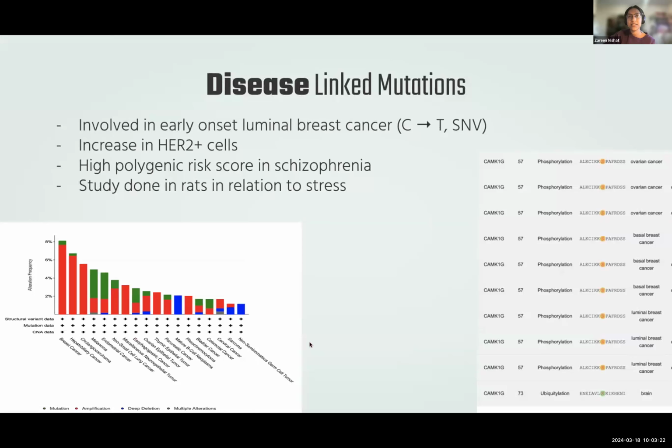For disease-linked mutations, I saw that it was observed in the germline of women that developed early onset luminal breast cancer. It was a single nucleotide variation in the codon, and they would code for this serine 57 normally, which could get hyperphosphorylated in another case as well. You can see here it has a mutation in that very small single nucleotide variation case and amplification in other cases. It's also increased in HER2 cancers and has a high polygenic risk score in schizophrenia, and it's related to stress and depression as well, which makes sense if you remember it's located in the limbic system.